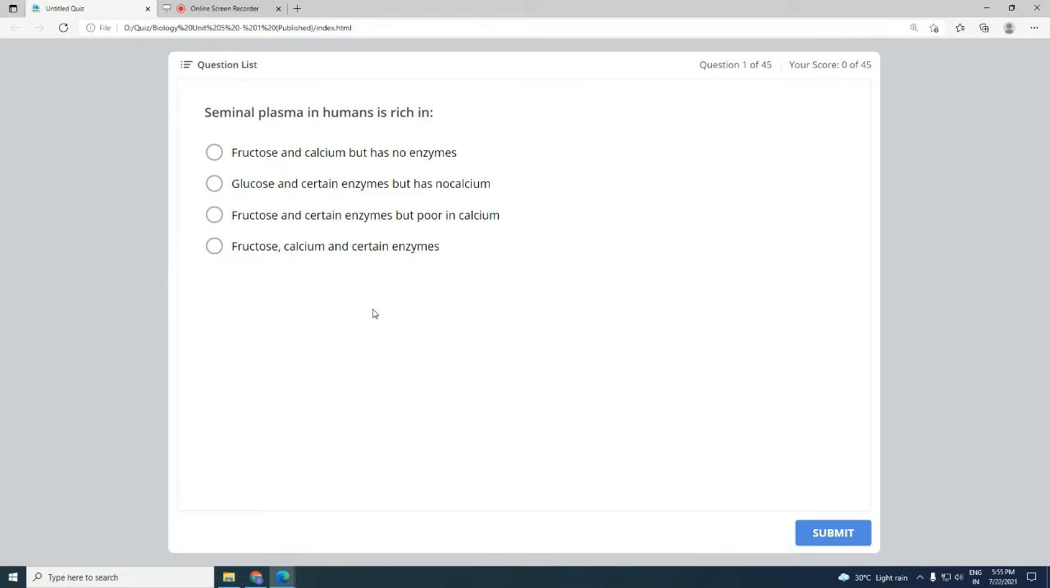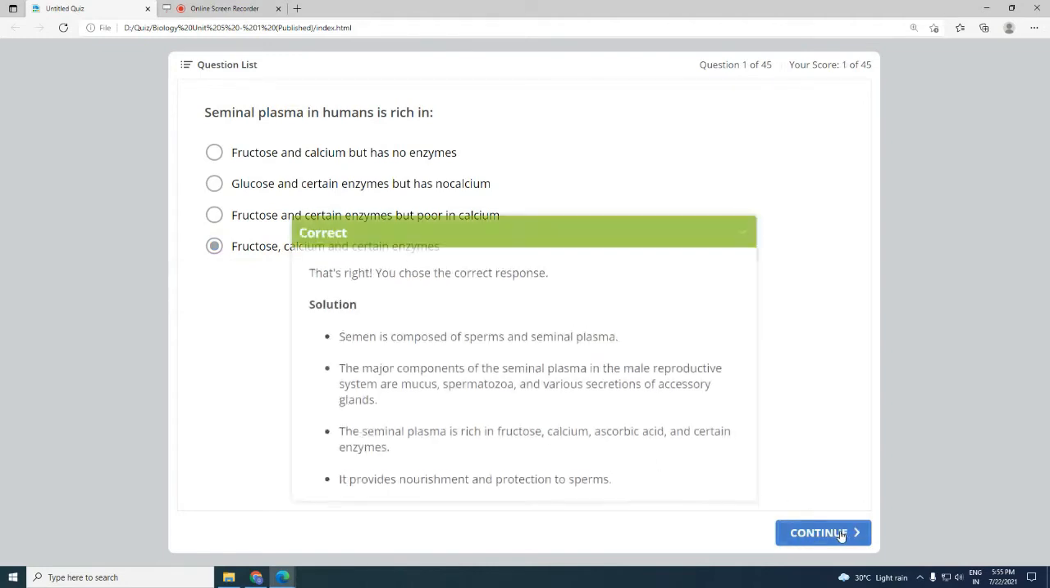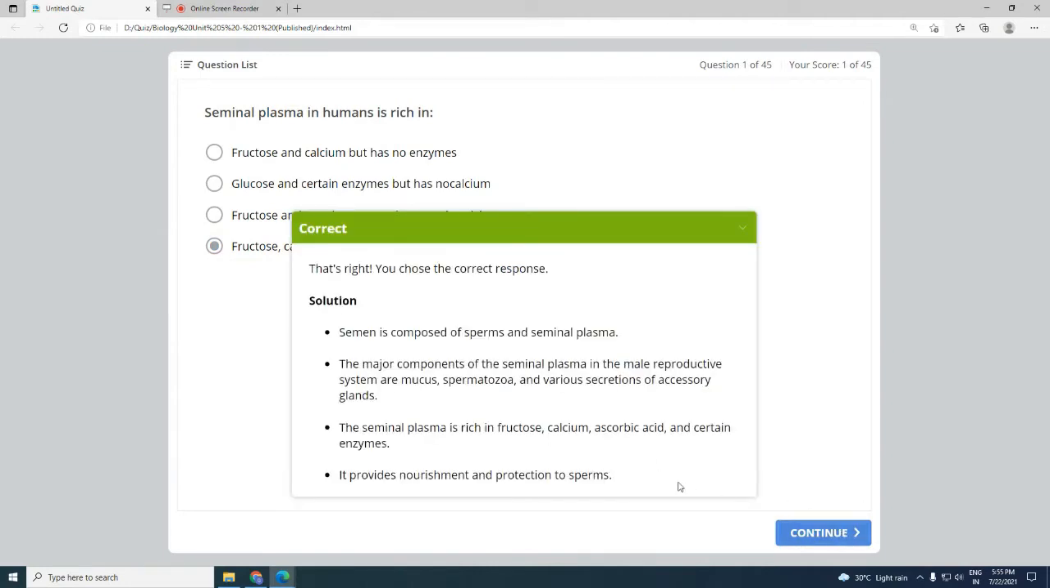The right answer for the question is fructose, calcium and certain enzymes. So there is an explanation. If you want to see the explanation, kindly visit our mobile application. From there you can get the explanation, diagrams, equations, etc.